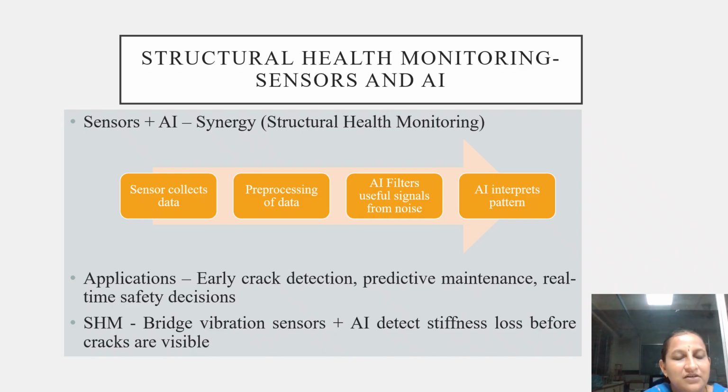So we can see that sensors plus AI act as a synergy in structural health monitoring, where the sensor collects data and pre-processing of data can be done, and AI filters will extract the useful signal. That extracted data will be used to interpret the pattern, and from the pattern identification we will be able to assess the health condition of the structure. These are the various applications where AI can be used, like early crack detection, predictive maintenance, and real-time safety decisions.